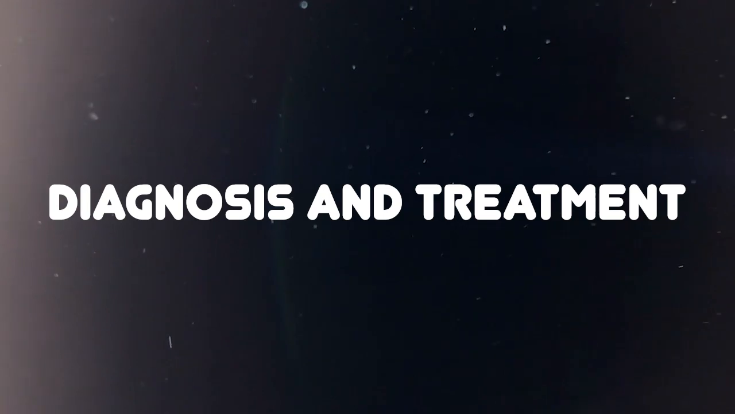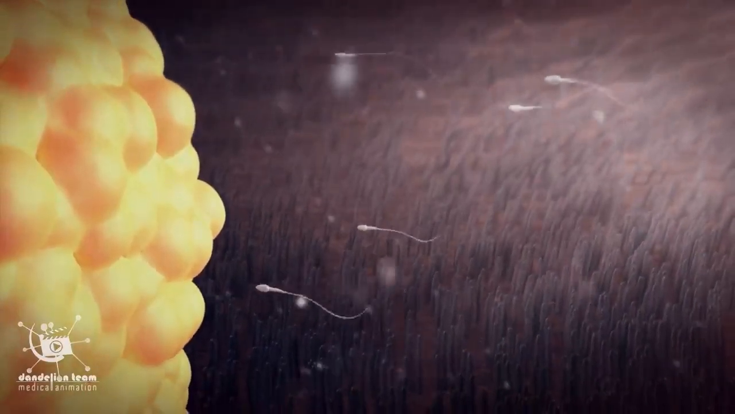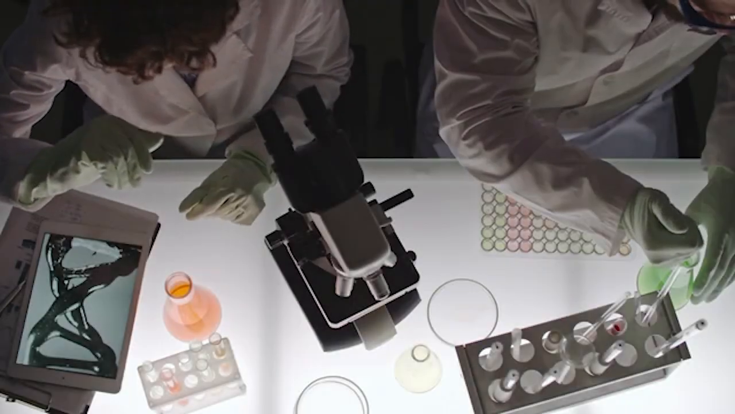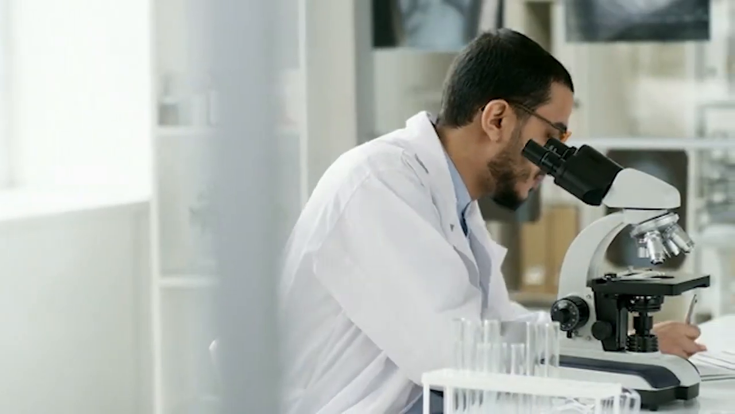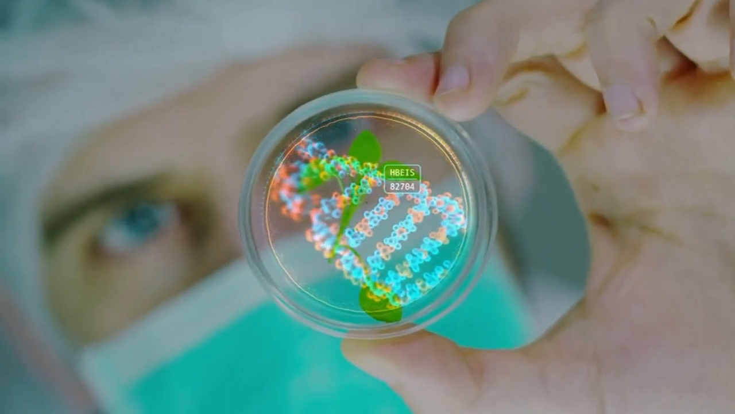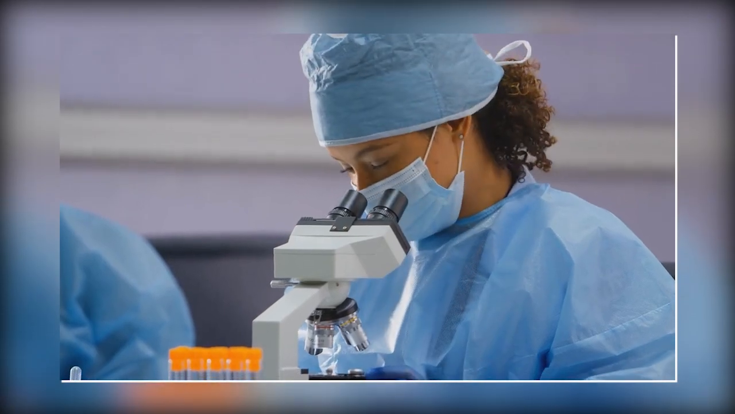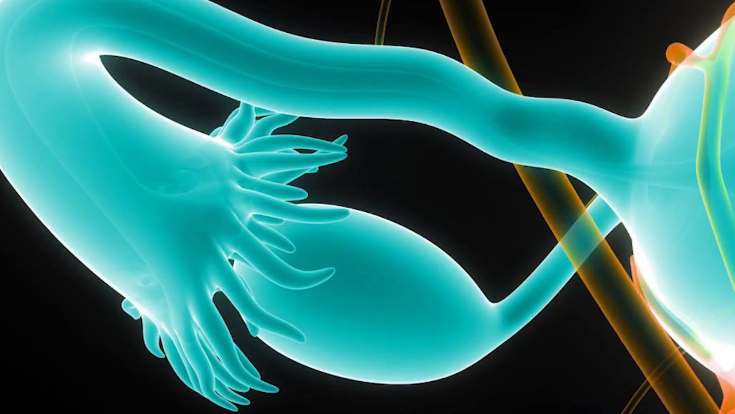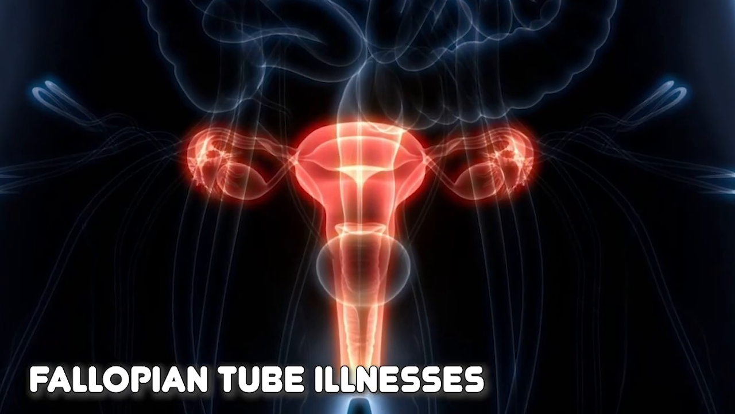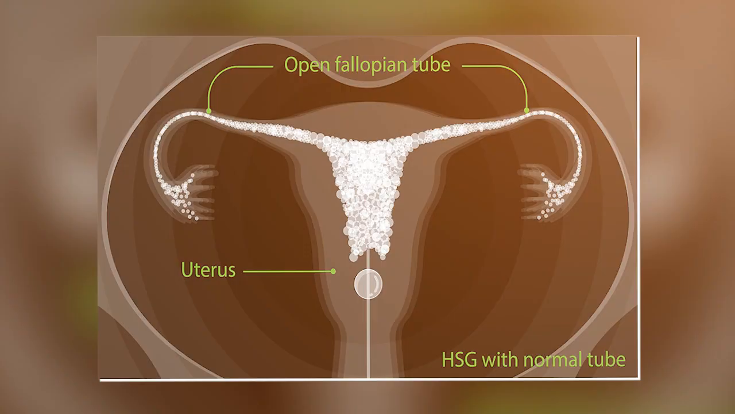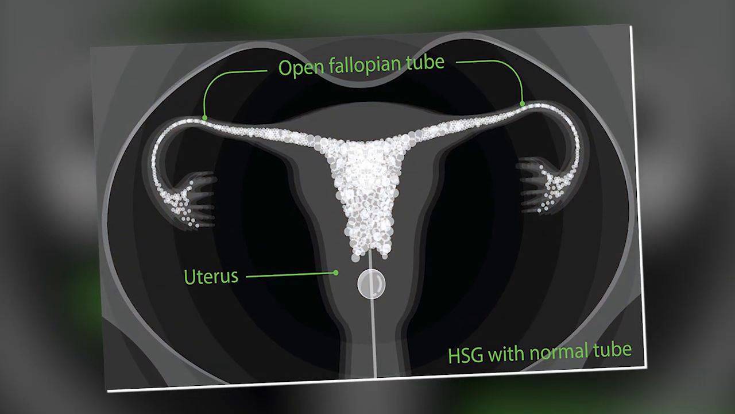Diagnosis and treatment. Men's diagnoses may involve semen analysis, in which your semen is extracted for laboratory examination, blood testing to measure testosterone or other male hormone levels, and genetic testing to look for any potential hereditary defects causing infertility. Women may be diagnosed with ovarian reserve testing, which measures the quantity and quality of eggs available for ovulation, imaging tests to check for uterine or fallopian tube illnesses, blood tests to evaluate hormone levels to determine ovulation, hysterosalpingography to check the condition of the uterus and fallopian tubes and look for blockages and other problems.